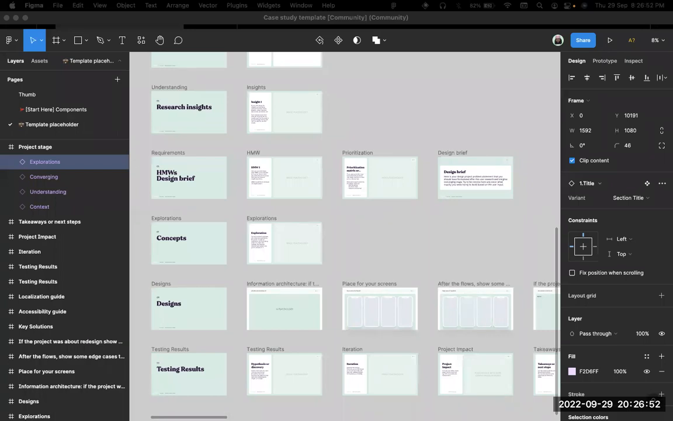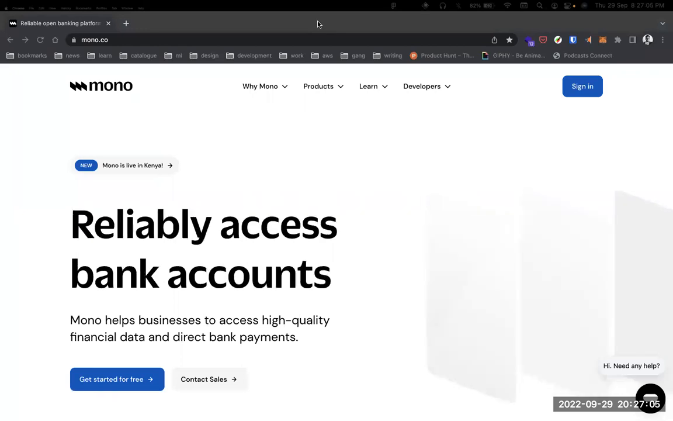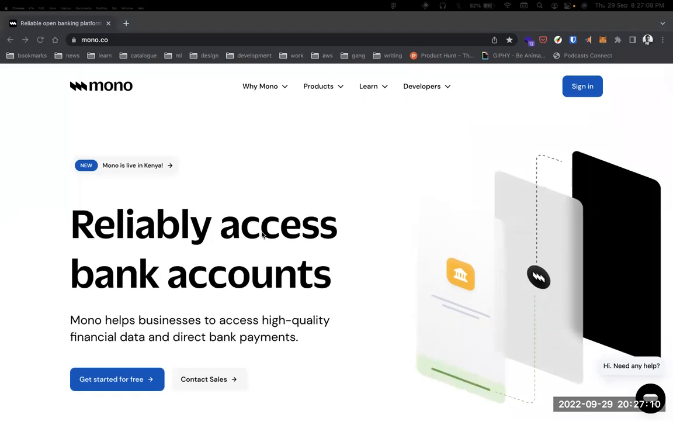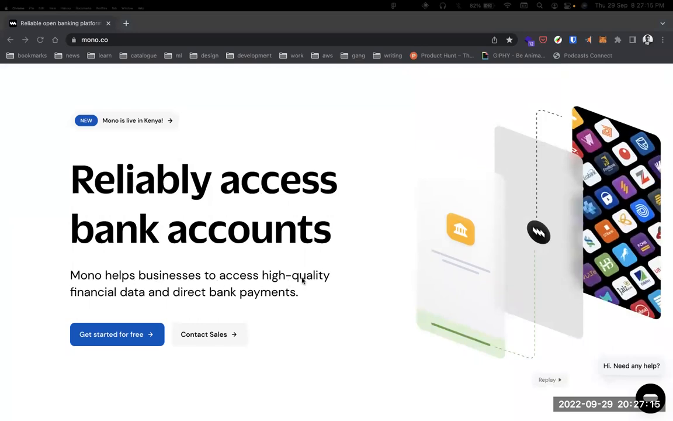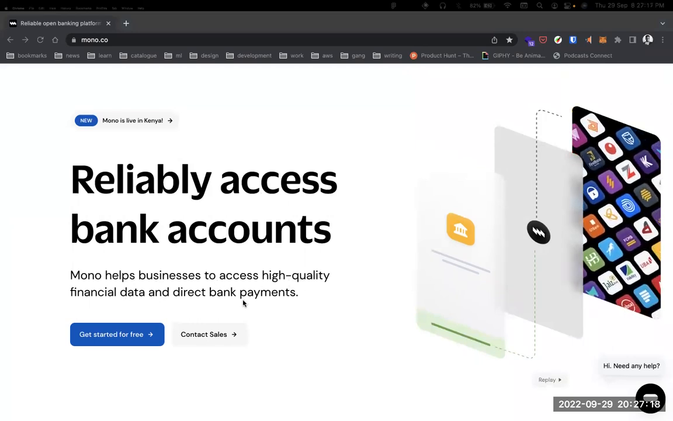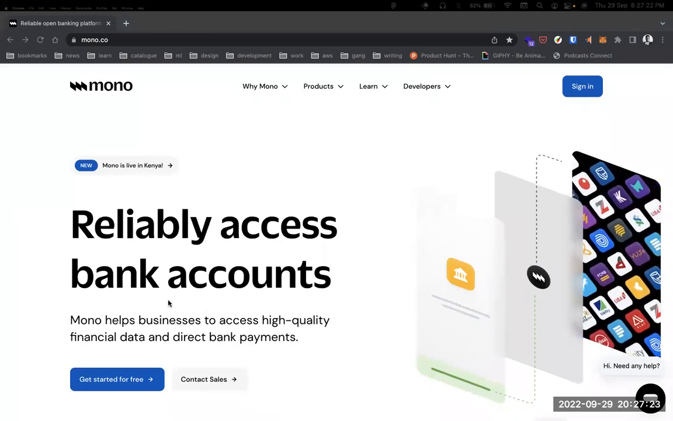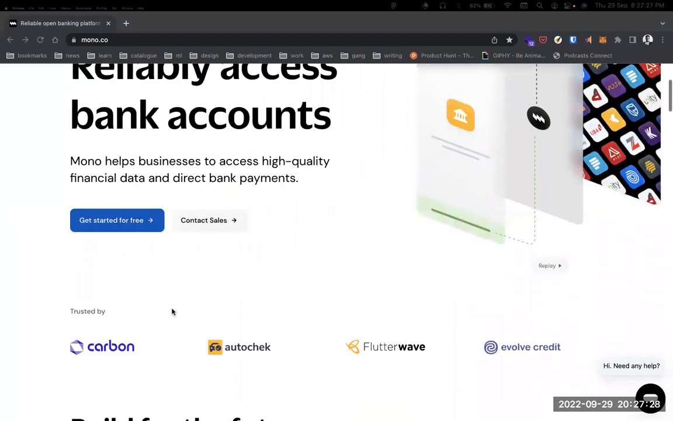We have platforms like Mono. I'm giving examples of platforms that I like. This is not any form of promotion, right? So this is Mono, and we also have platforms like Okra. Basically what these guys do is some sort of integration. Mono helps businesses access high quality financial data and direct bank payments. The users in this regard can be anybody using this solution, but the integration process is basically carried out by the developers.